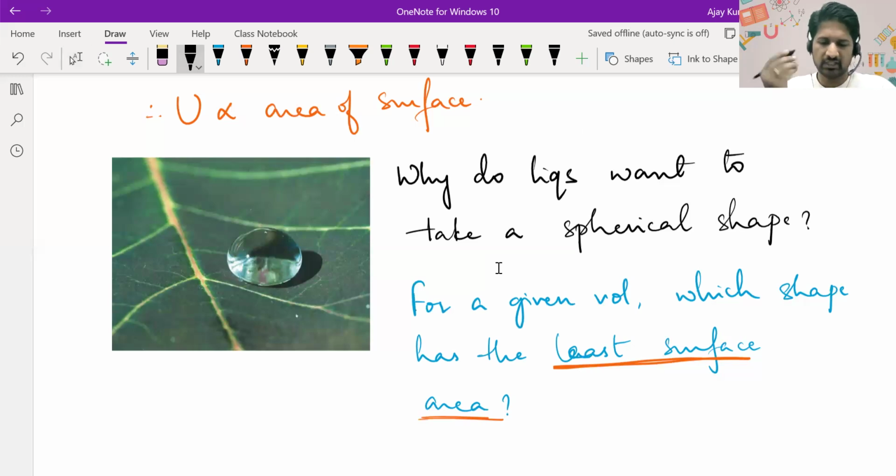Same thing happens with the liquid also. Liquid intermolecular attraction will be there. So liquid tends to become a sphere. And in that process, it reduces its surface area. Lesser the surface area, lesser the surface energy. Now, in this process of reducing surface area, another interesting thing happens.